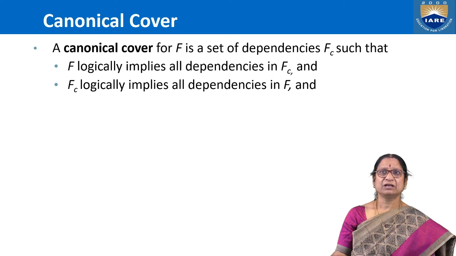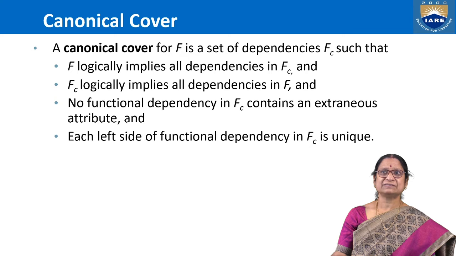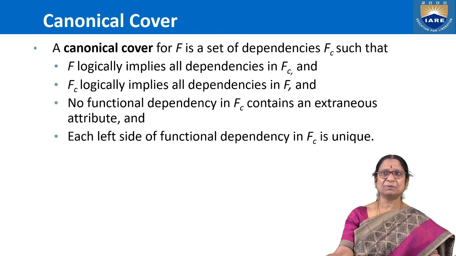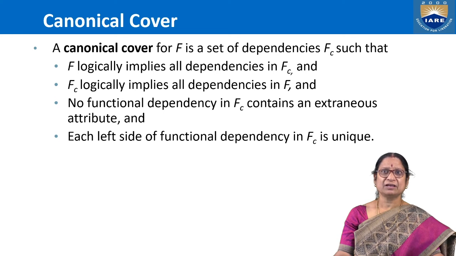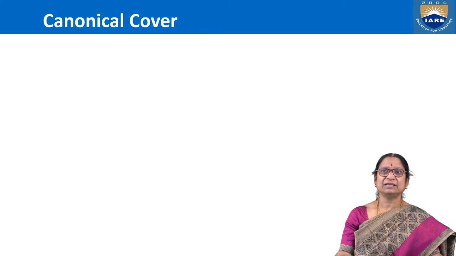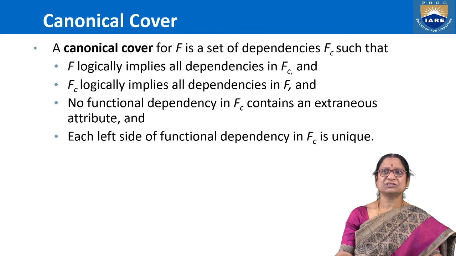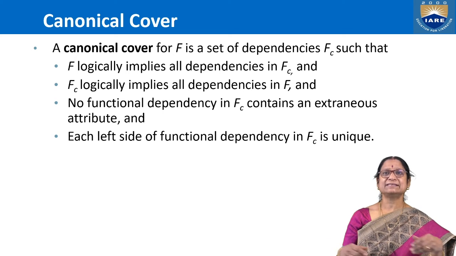So a canonical cover of F, as we defined already, is a set of functional dependencies Fc such that F logically implies all dependencies of Fc and Fc logically implies all dependencies of F, no functional dependency in Fc contains an extraneous attribute, and each left hand side of the functional dependency in Fc is unique. Then we can say it's a canonical cover.